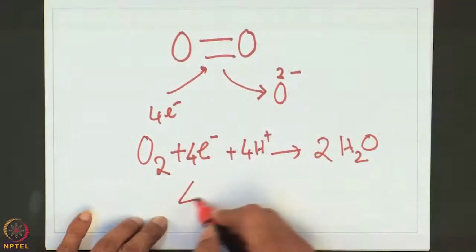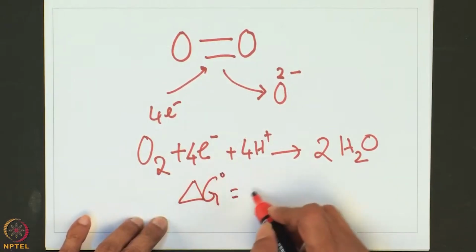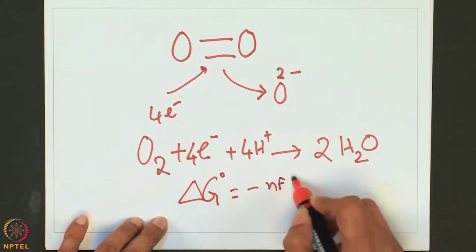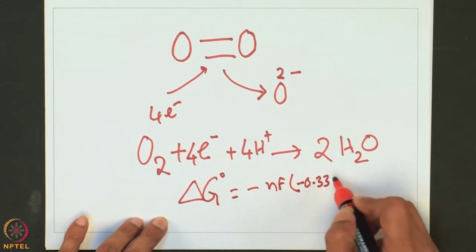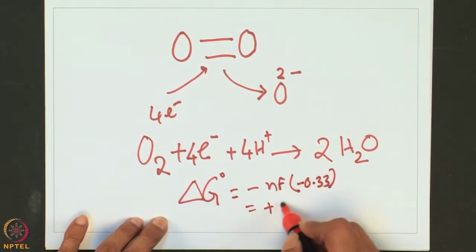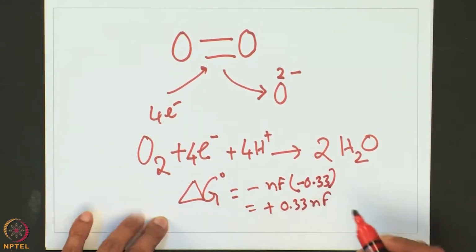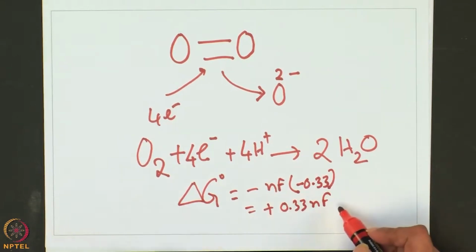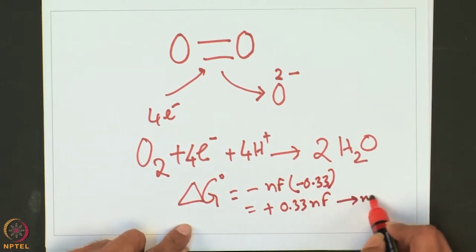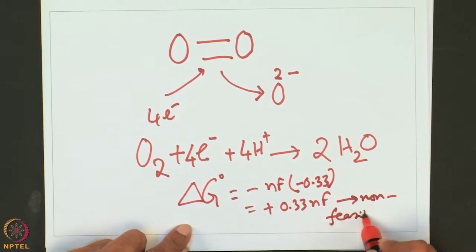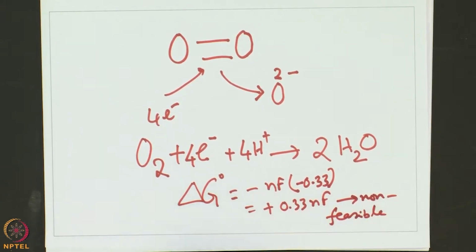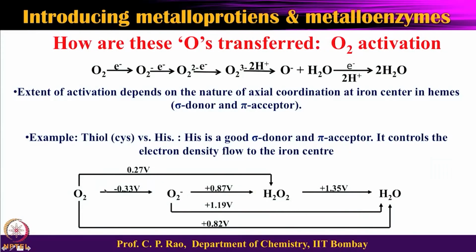Delta G is minus nF times minus 0.33. So, that will become plus 0.33 nF. So, is this feasible? This is non-feasible. Clearly, it is a non-feasible reaction. So, this means the first electron which we are talking about here cannot go easily, spontaneously. But let us assume for some reason we are getting this in; that is why the enzyme is required, otherwise you would have just thrown the electron into that.